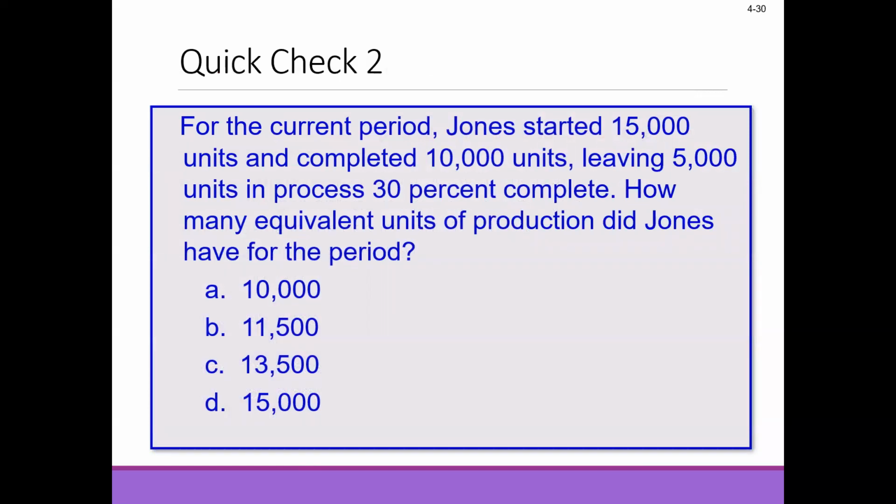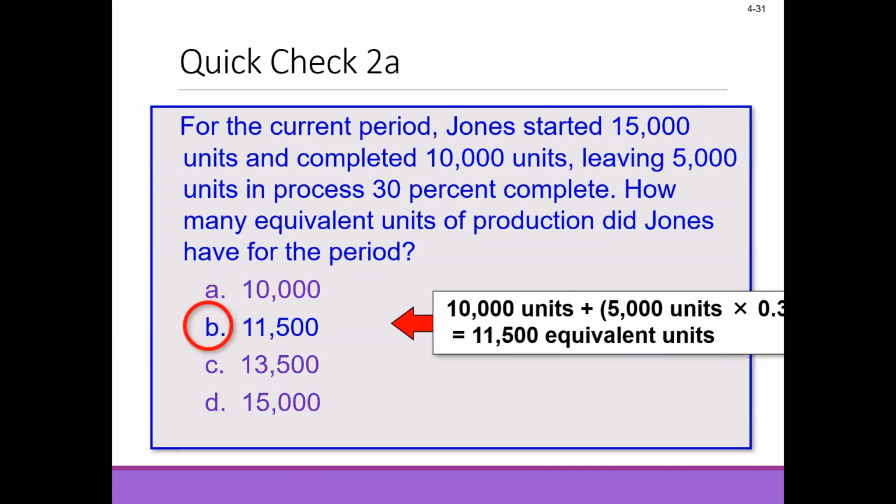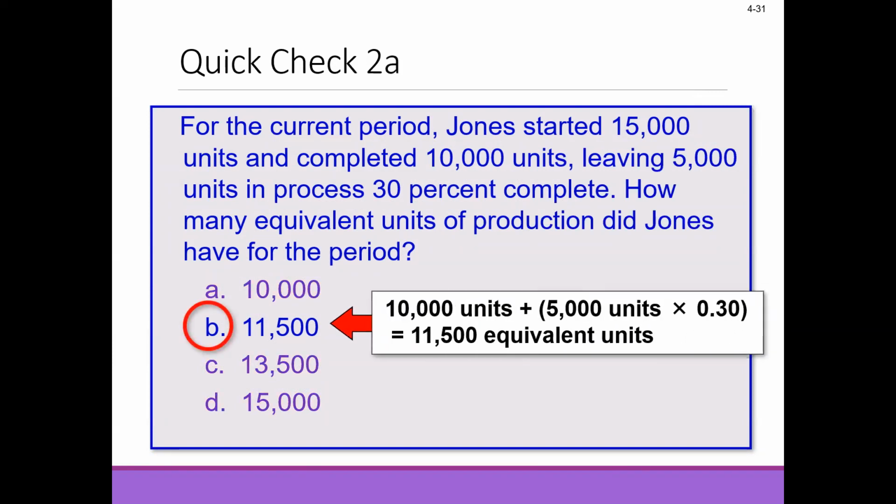So for the current period, Jones started 15,000 units and completed 10,000 units, leaving 5,000 units in process, 30% complete. How many equivalent units of production did Jones have for the period? They're going to have 10,000 units plus 5,000 units at 30% complete means there's 11,500 equivalent units that they had for the period.